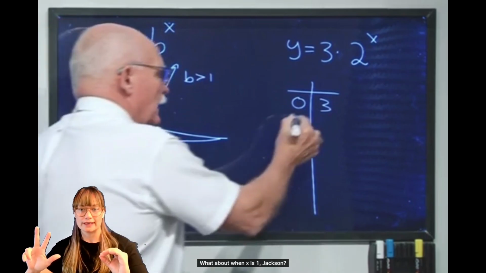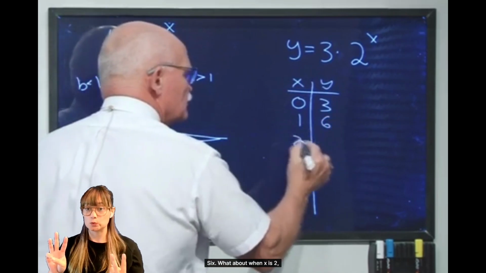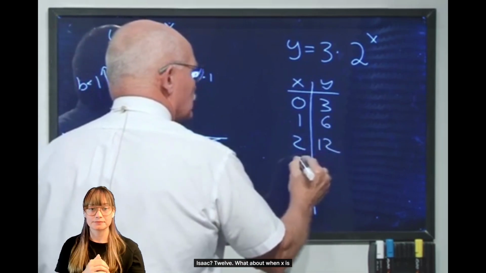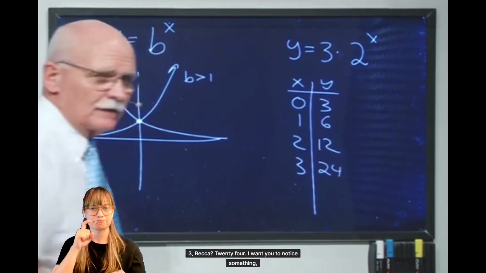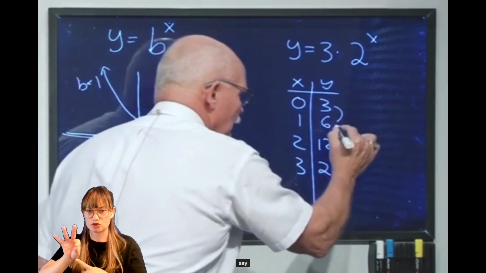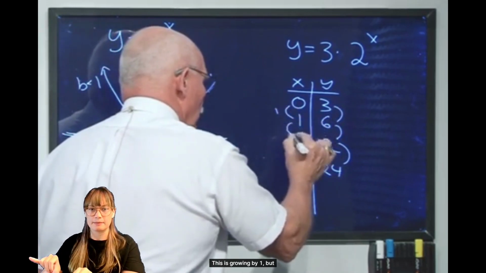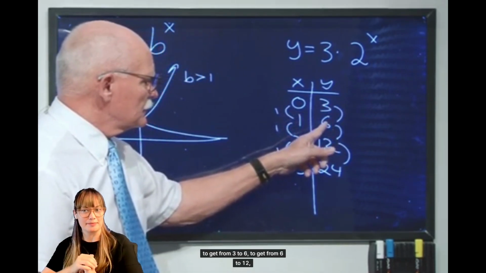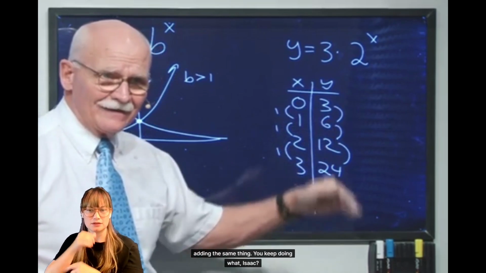Okay? What about when x is 1? Jackson? 6. What about when x is 2? Isaac? 12. What about when x is 3? Becca? 24. And I want you to notice something. When we were talking about linear functions, remember how we always used to say, it's growing by the same amount each time. This is growing by 1, but to get from 3 to 6, to get from 6 to 12, to get from 12 to 24, you don't keep adding the same thing.